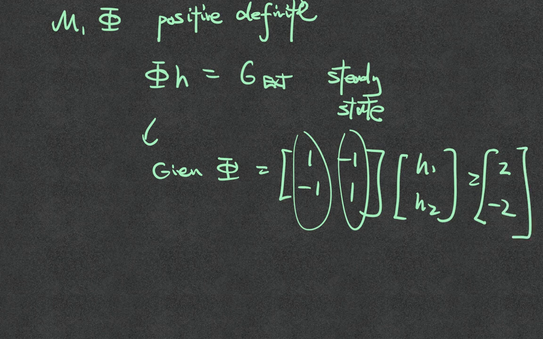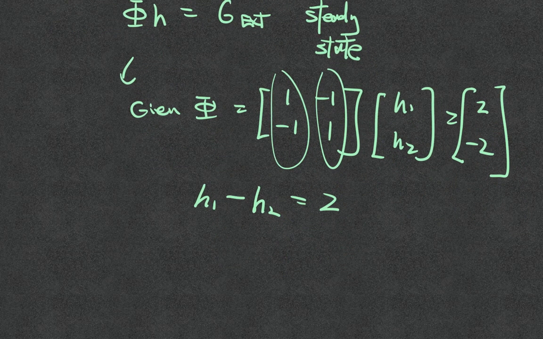Does it have a solution now? Does it have solutions? It has, right? What are the solutions? The solution is x1 minus x2 has to be equal to 2, right? Okay, so this is the equation. This doesn't look like a solution you would expect, right? But this is actually a solution space.